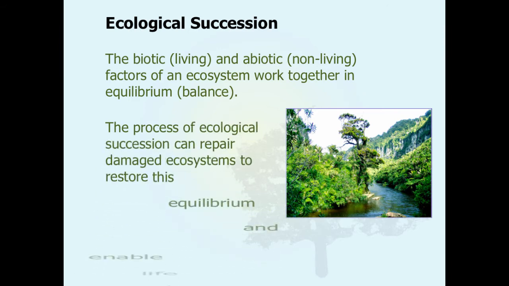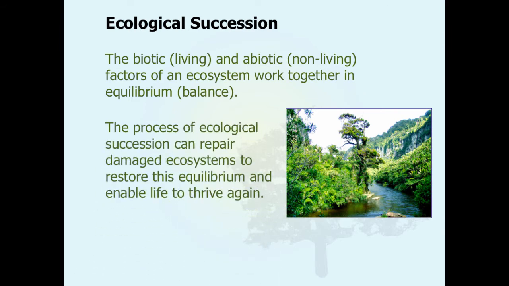So let's review what biotic and abiotic means. You should have learned this in 6th grade. Biotic is living and abiotic is non-living. These factors in an ecosystem work together to help maintain equilibrium or balance, kind of like homeostasis in the body. The process of ecological succession can repair damaged ecosystems to restore this equilibrium and enable life to thrive on.